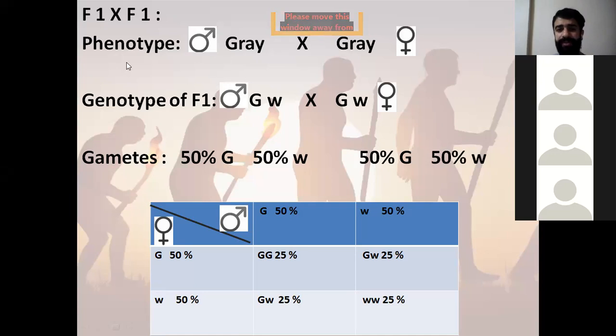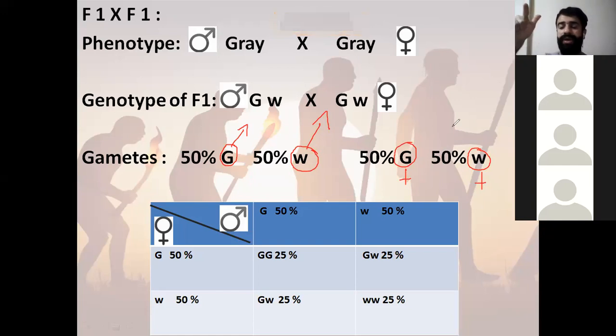Gametes. From now on, we have to write them in the symbols. So here you have to write them inside the male symbol, for example. These are the male gametes. And the female gametes, you have to write them in this one. Okay, these are the gametes. Here we have G 50%, W 50%, G 50%, W 50%. And here we continue, so that we start phenotype, genotype, gametes.